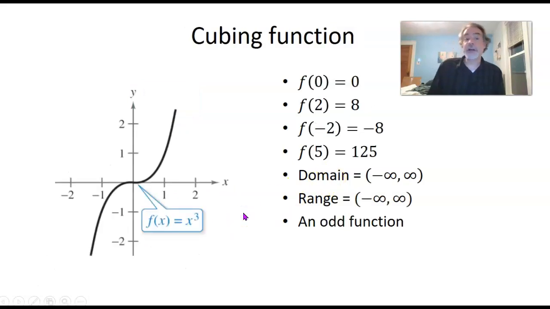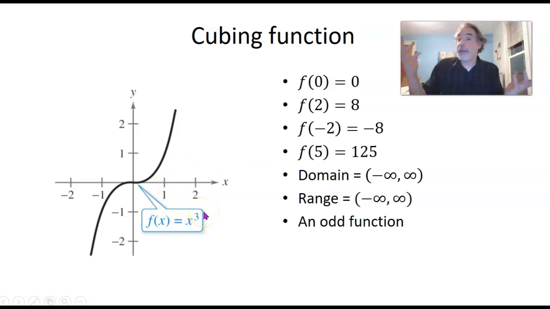The cubing function, where you plug in a number and you get that number cubed, that is, that number to the third power, that number times itself again. So if you put in 0, you get 0 cubed. 0 times 0 times 0 is 0. You put in 2, you get 2 cubed. 2 times 2 times 2 is 8. You put in negative 2, you get negative 2 times negative 2 times negative 2, which comes out to be negative 8. Put in 5, you get 5 cubed. 5 times 5 times 5 is 125.